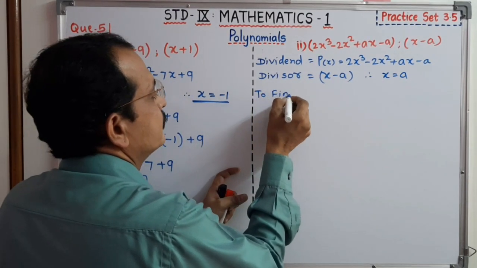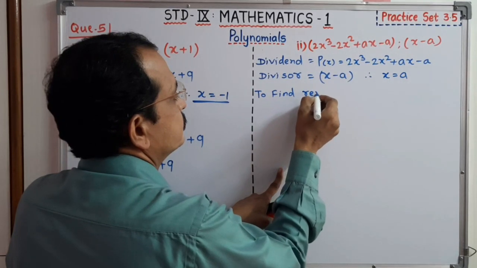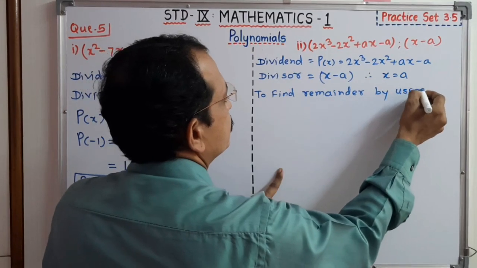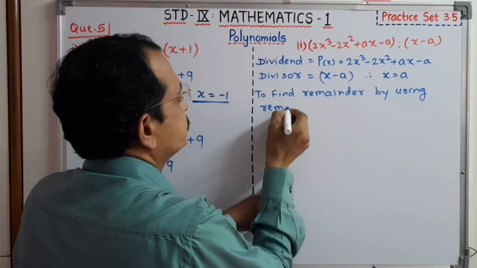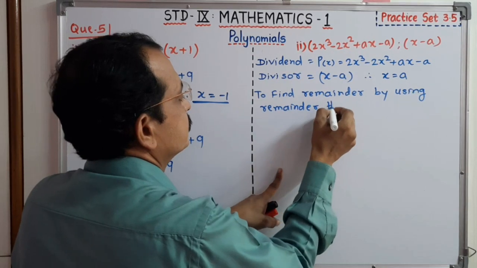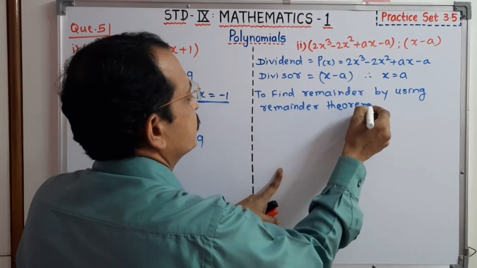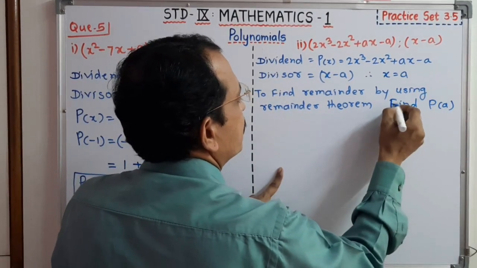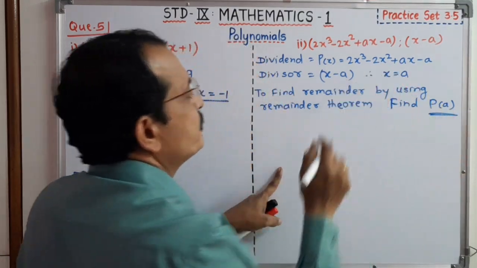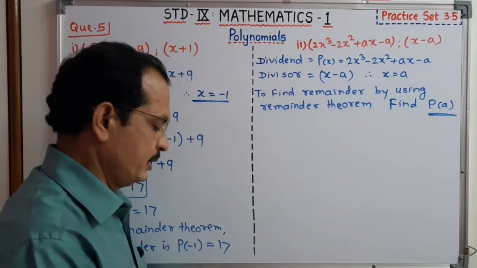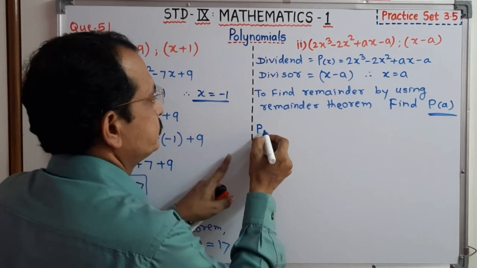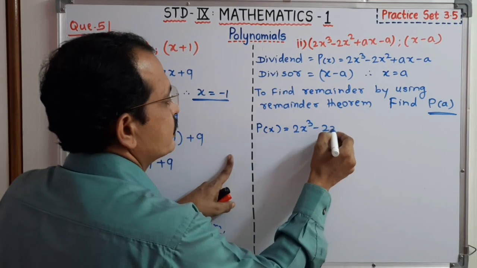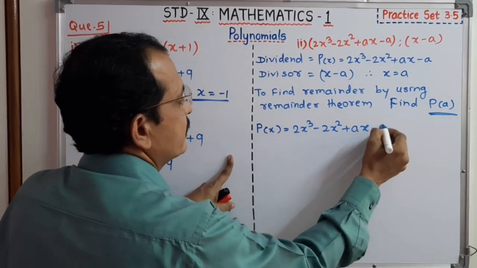To find the remainder by using the remainder theorem, find p(a). Got it? We have to find the value of this polynomial for x is equal to a. Now we have to write here p(x) is equal to 2x cube minus 2x square plus ax minus a.